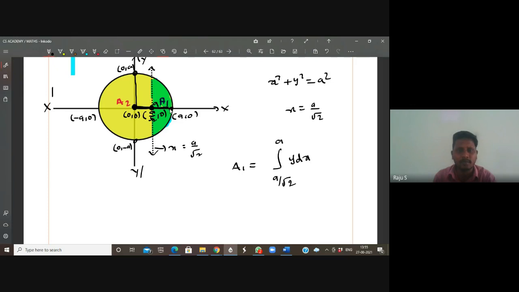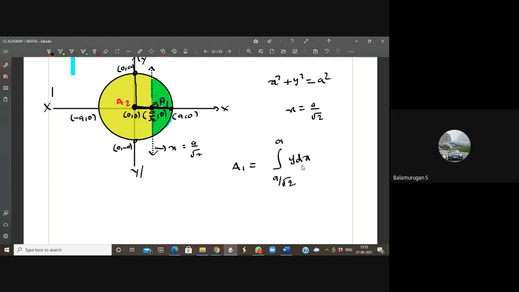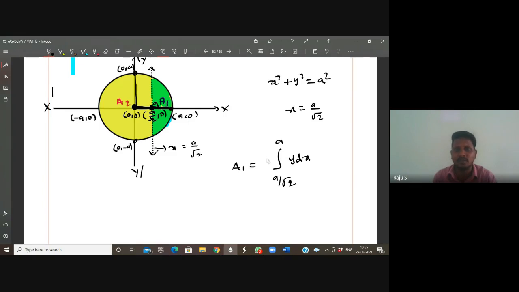Yes, students, when I take the limits from a by root 2 to a, what is the area you are going to get with the help of this integral? Only the first quadrant, so the total area is given by multiplying with 2. A1 is the area of the smaller part, so A1 is equal to 2 times the integral from a by root 2 to a of y dx. Clear, students? We do not get the total area, we get only the area in the first quadrant. The first quadrant and fourth quadrant areas are equal, so you multiply by 2. Got it? This value you can find.